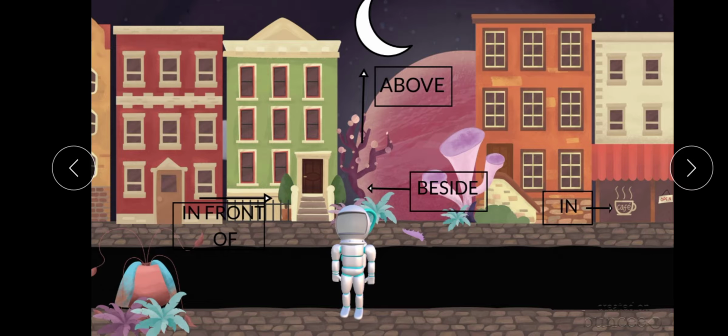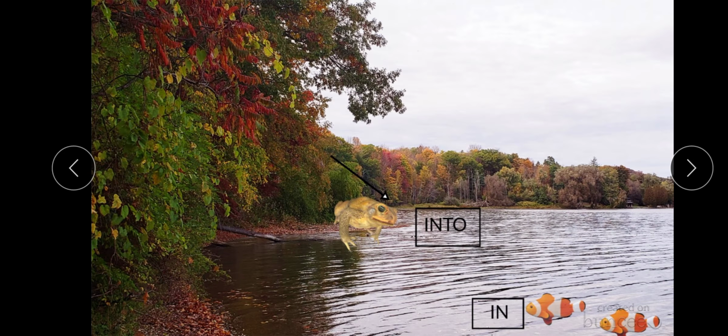In, you all know when we use in. In means when something is inside of something. In that case, we use in. Next, we also use in when something is in a rest position. Rest means it is within something and it is at rest.